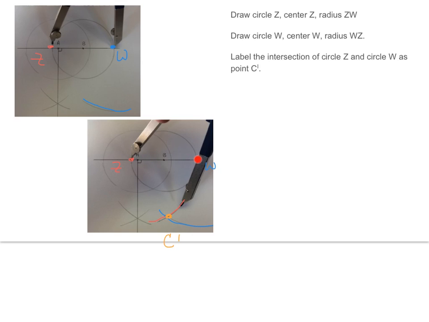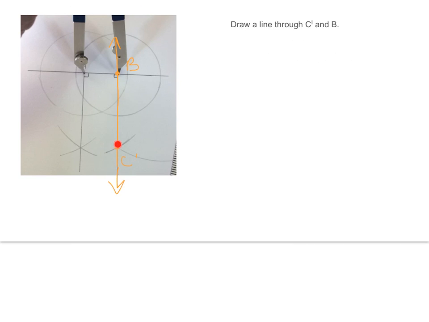So your compass will be open this far, put the pointy in there, and then draw this circle. And then center W, radius WZ is going to draw this circle right here. And where these two circles intersect is where C prime is. And then we're going to draw our circle up through B. And there we go. Draw a line through C prime and B. So we've got one piece of the square and then two lines that we're going to cut down to the other two pieces of the square.